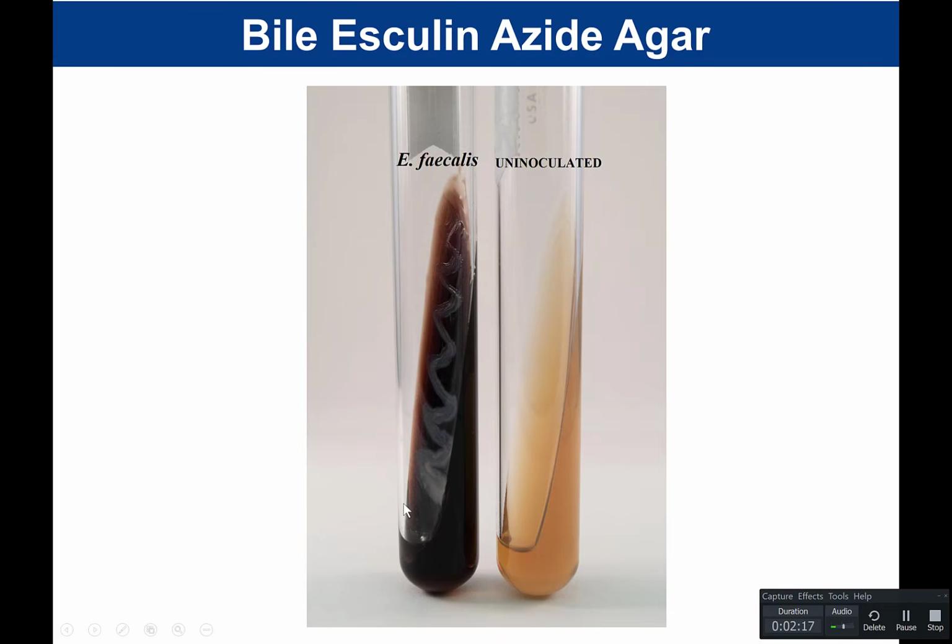So if we see gamma hemolysis along with a brown bile esculin agar, that is going to be E. faecalis. If it is negative for bile esculin and it's gamma hemolytic, then by default it is strep mutans. Strep mutans is going to be negative for all of the tests that we're looking at.